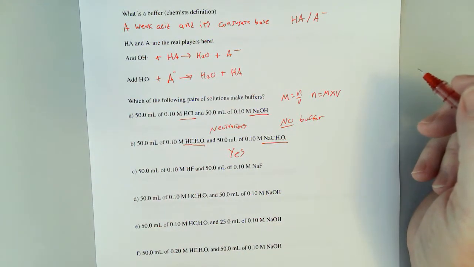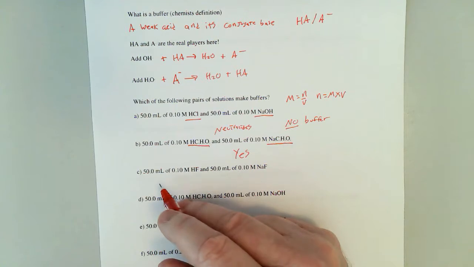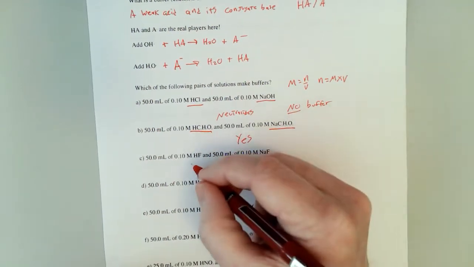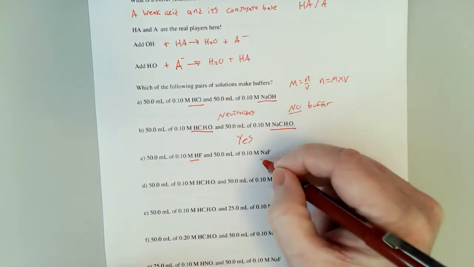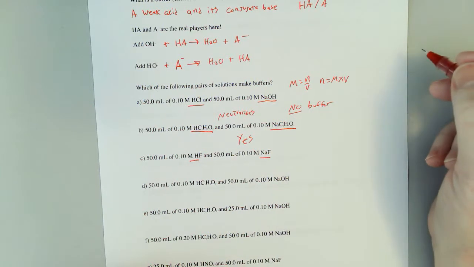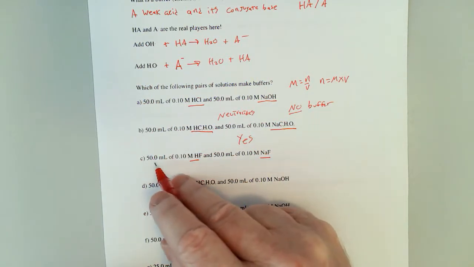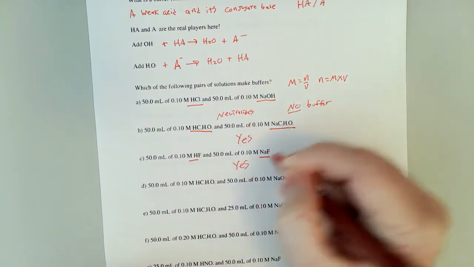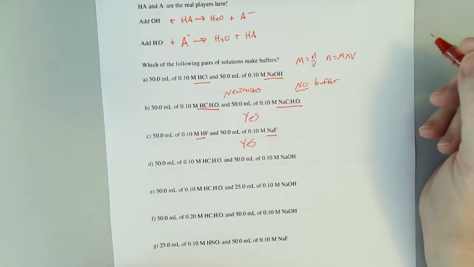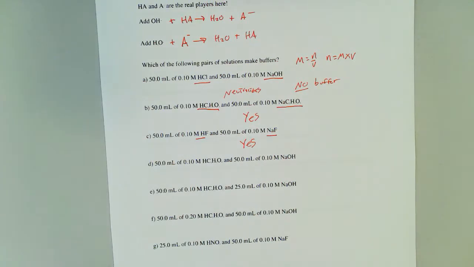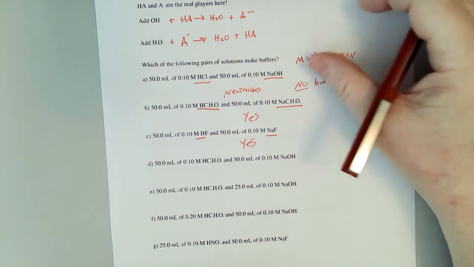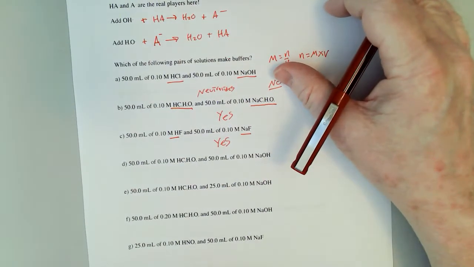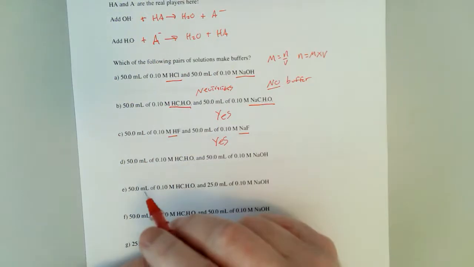We like that. Now, in letter C here, we have HF mixed with NaF. So yes, it's a buffer. Same volume and molarity. Yeah, that's all cool. That's what we want. Now, let's make it a little more complicated. And this is actually how we prepare buffers. So we need to talk about that a bit.